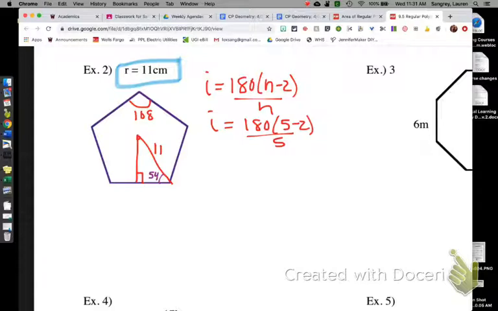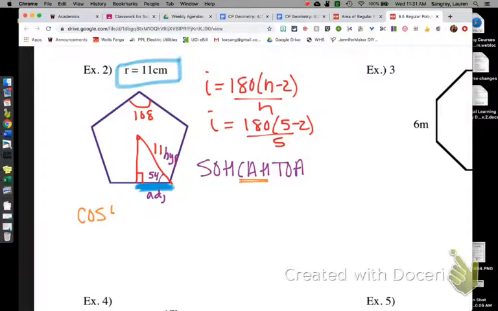And now we need to find the apothem, and we also need to get the perimeter. So let's get the perimeter first because we know how to do that. So I need to find this side of the right triangle. And in this right triangle, what I know is the hypotenuse, and what I want is the adjacent. So if we're using SOHCAHTOA, we are going to be using cosine this time. So I have cosine of 54 equals the adjacent over the hypotenuse.